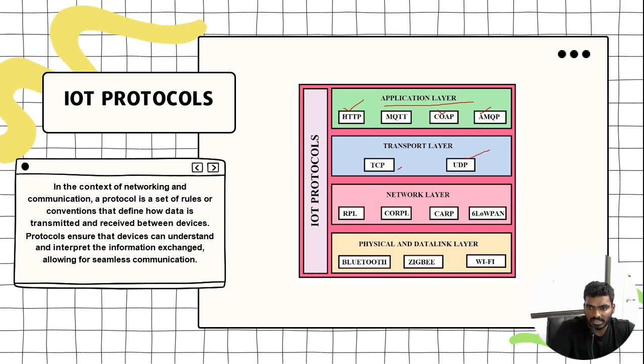This TCP provides reliable, ordered and error-checked delivery of data. For example, IoT devices like those streaming live video often use TCP to ensure a smooth playback.